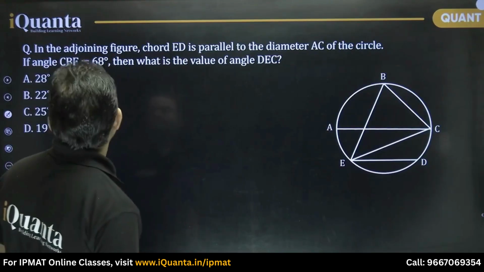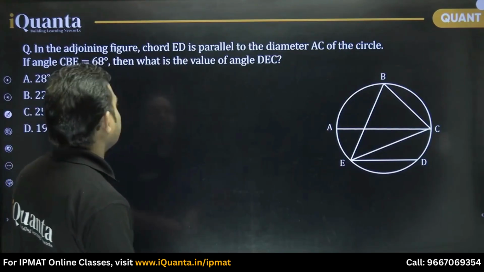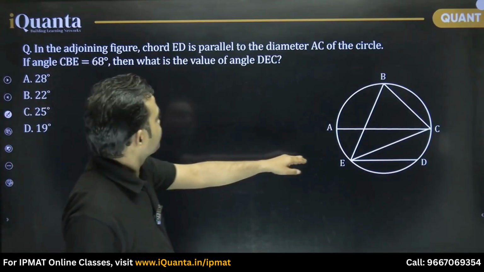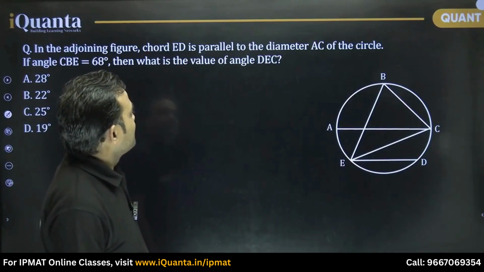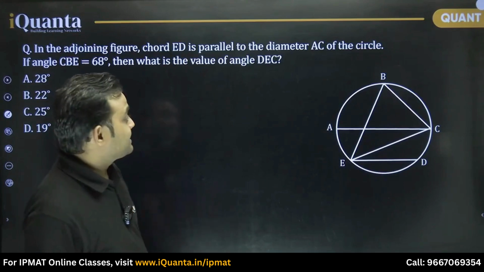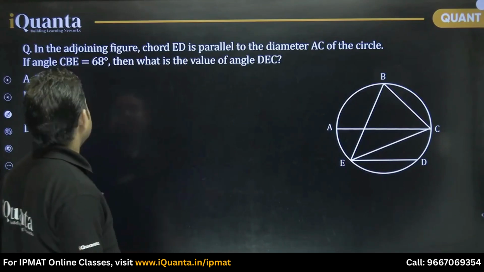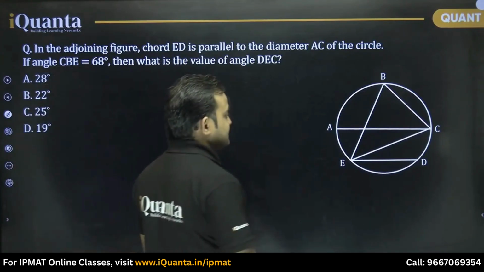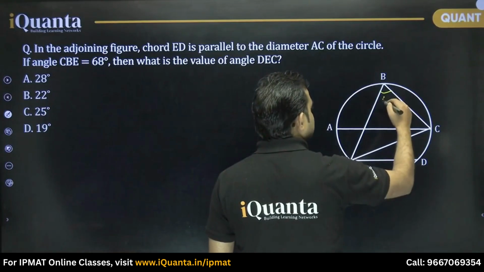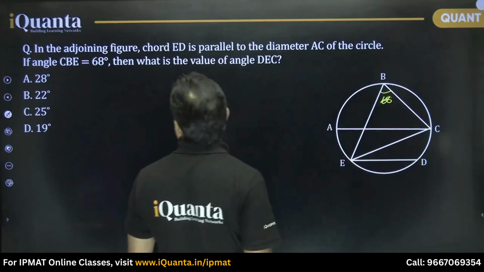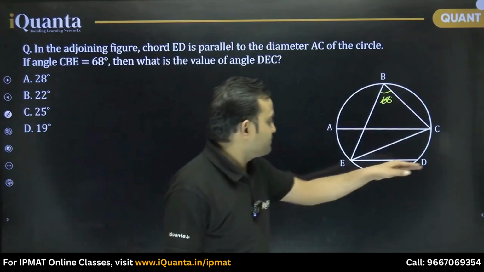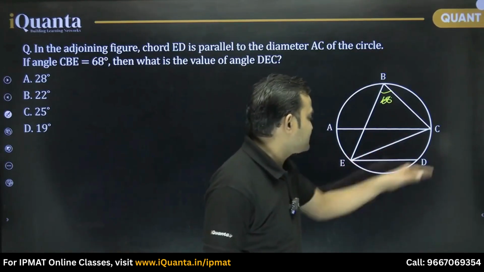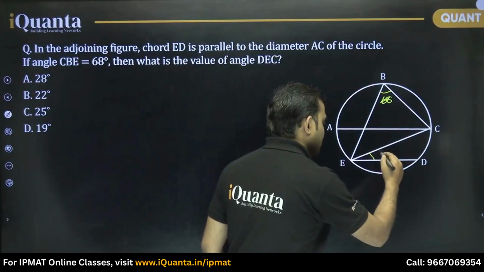Next question, it says in the adjoining figure, chord ED is parallel to AC and AC is also the diameter, right? If angle CBE, this angle, is 68 degrees, then what is the value of the angle DEC? We need to find the value of the angle DEC. We need to find this angle.